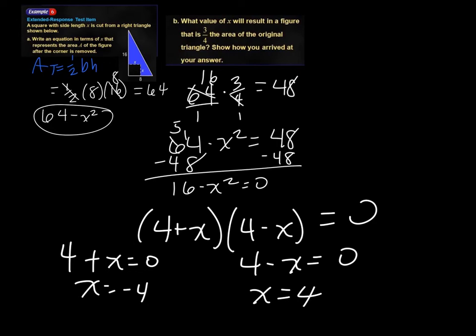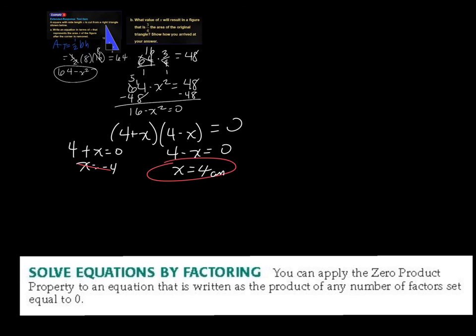We're talking about the length of a side. It cannot be negative. So the only answer that makes sense is 4. I'm making up fake units. I'm calling them centimeters because we should have a unit. It would be nice. You can apply the zero product property to an equation that is written as the product of any number of factors set equal to 0, using any factoring technique that we have.